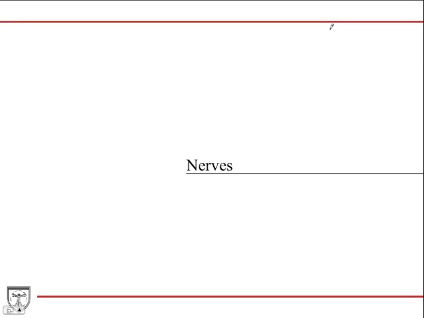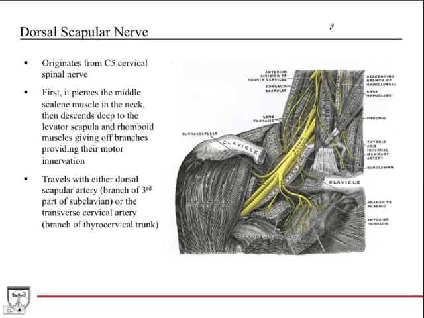All right, now we'll talk about the nerves. So first we'll talk about the dorsal scapular nerve. That's shown here in this region, so you can see it coming down here. It originates from the C5 cervical spinal nerve, comes right off the spinal nerve. First, it pierces the middle scalene muscle. The scalenes are three muscles: there's the posterior, middle, and anterior scalenes, which are muscles in the neck region.